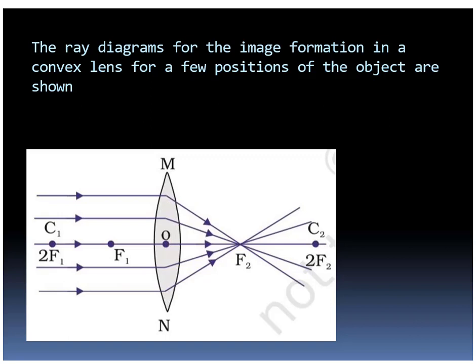Hello dear students. So in this video we will talk about the ray diagram for the image formation in a convex lens for a few positions of the objects. So in case of convex and concave lens, how image diagram can be drawn. We will see that part in this video.